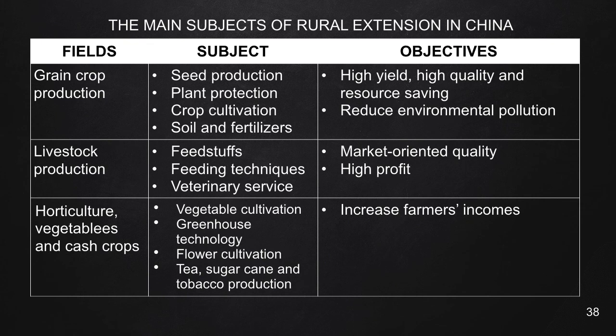And for livestock production, the subjects are feedstuffs, feeding techniques, and veterinary services. The objectives are market-oriented quality and high profit. And for horticulture, vegetables and cash crops: vegetable cultivation, greenhouse technology, flower cultivation, tea, sugarcane, and tobacco production. And the objective is to increase farmers' incomes.